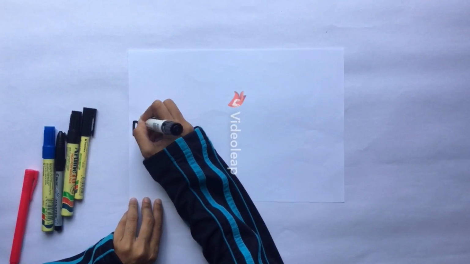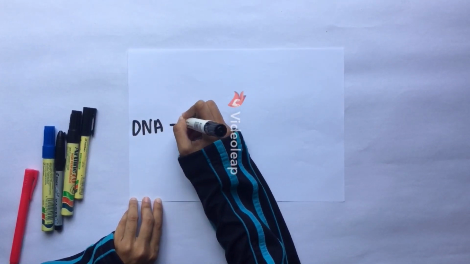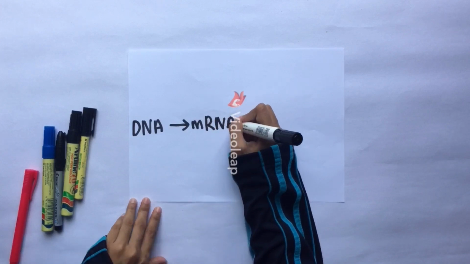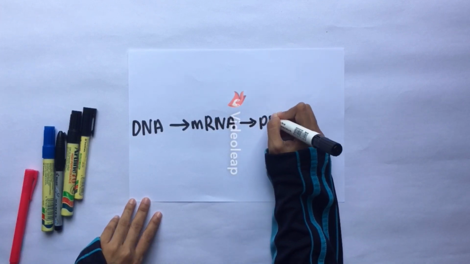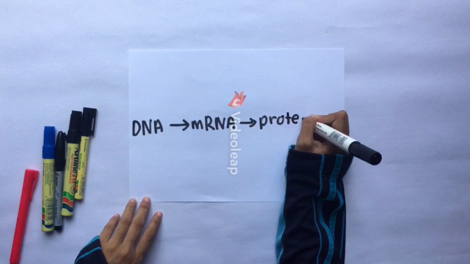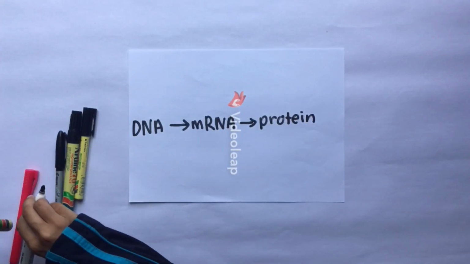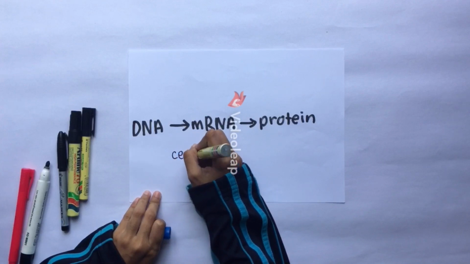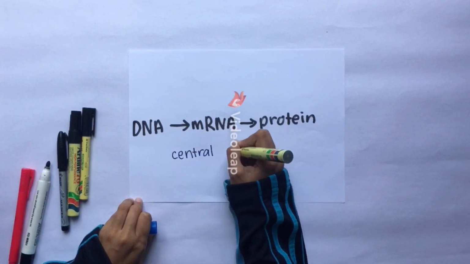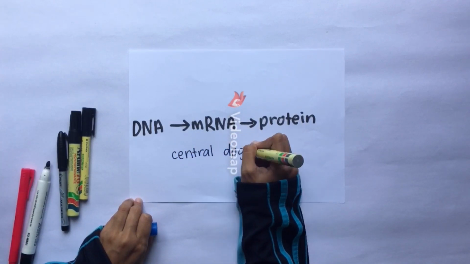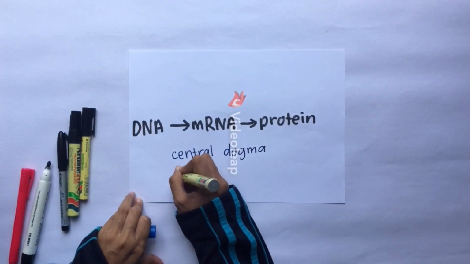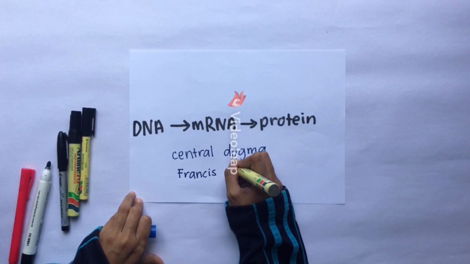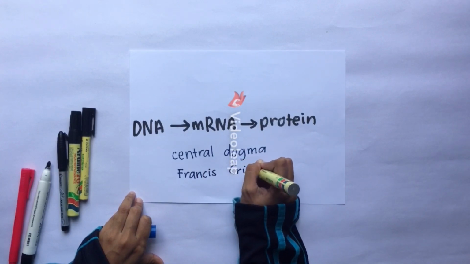In general, genetic information flows from DNA to mRNA to protein. This concept is called the central dogma, proposed by Francis Crick in 1956. Genetic information is transferred from parent to offspring via DNA replication.